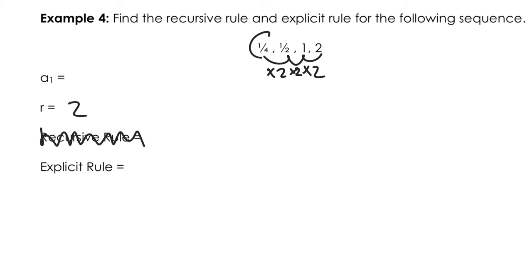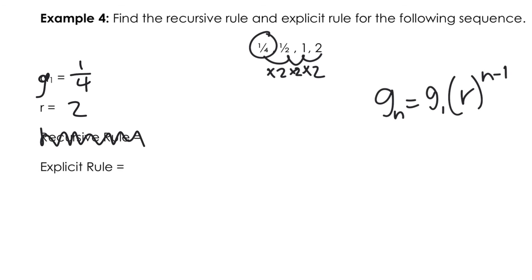And our very first number of this sequence, our A sub 1 or G sub 1, since this is geometric, would be a 1/4. So let's write that explicit rule. Let's plug it into that equation exactly where they're supposed to go. So our very first term was 1/4, so that's going to be in front. And in parentheses, we're going to have that positive 2. And then our exponent is n minus 1. And we can leave it just like that in order to find any term number we possibly could want.